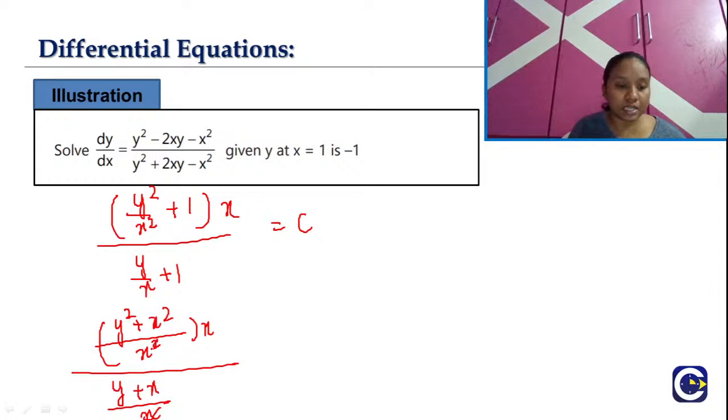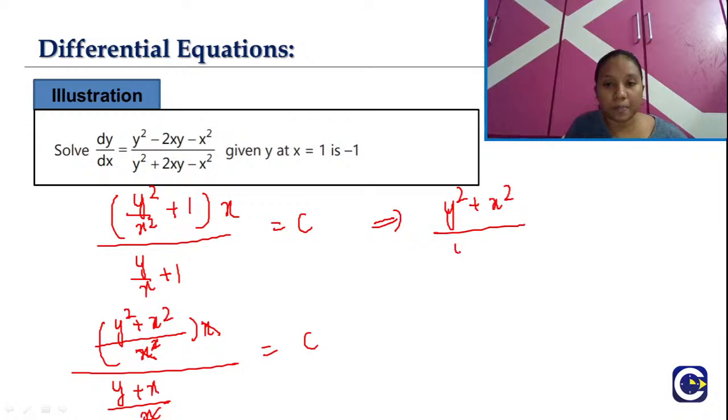So this x and this x will be getting cancelled, and this x and this x will be getting cancelled, and we will be remaining with the term that is y square plus x square divided by y plus x is equal to constant c, right? So this will be the solution, that is the general solution.